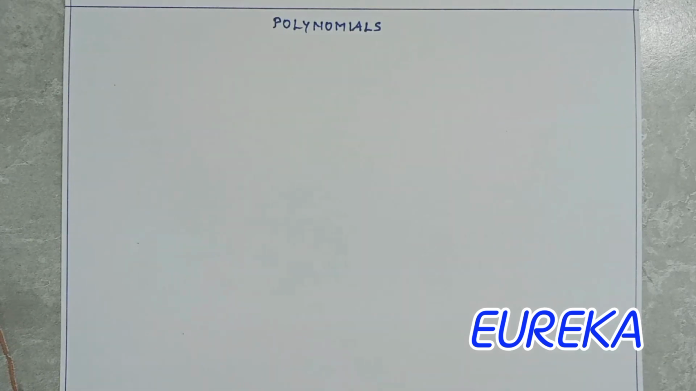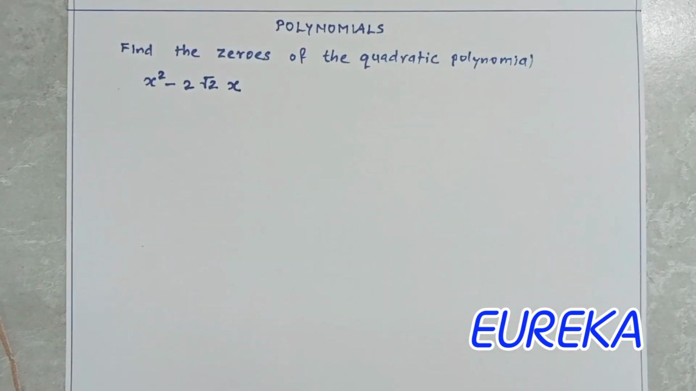So we will take one example and then we'll try to understand it in a better way. So let's have the example first. The question is, find the zeros of the quadratic polynomial x square minus 2 root 2 x. This question generally comes for 2 marks, and this is one of the important questions. The main thing is it is a basic question.